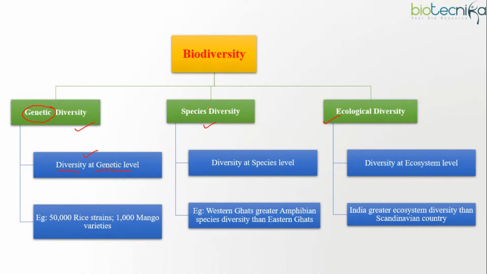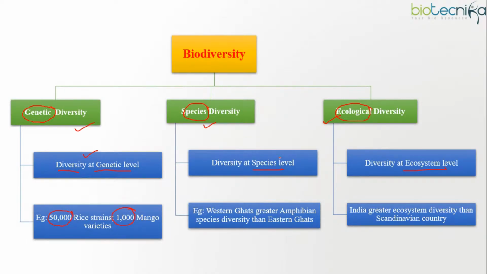Then what is species diversity? It is the diversity which is present at the species level. And ecological diversity is the diversity present at the ecosystem level. So when I say diversity at the genetic level, it means that a single species might show high diversity at the genetic level over its distribution range. Like India has 50,000 genetically different strains of rice. There are about 1,000 varieties of mangoes which are available.